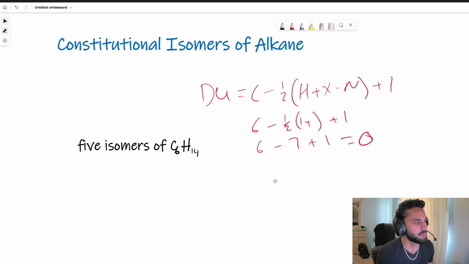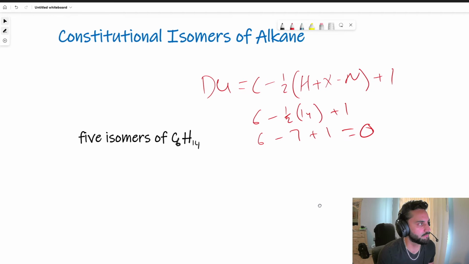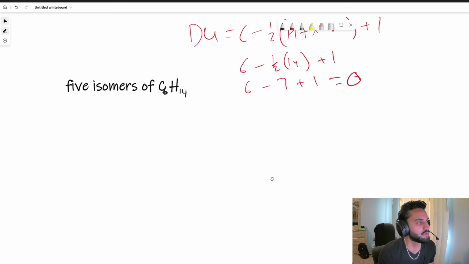So the degree of unsaturation, if we have any, pretty much tells us that there is a double bond or a ring or rings involved in a compound. Here we have no double bonds or rings, so we can move on to just finding the constitutional isomers for this formula. So let's do the simplest. I usually want to start with the simplest.